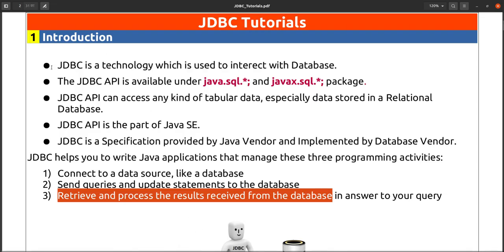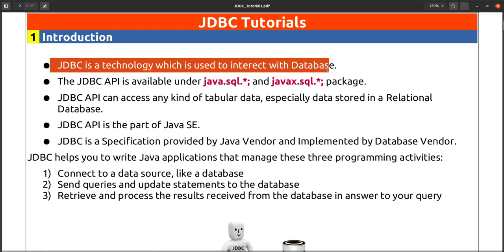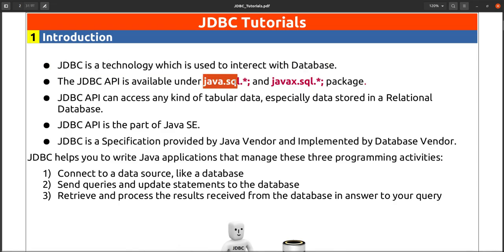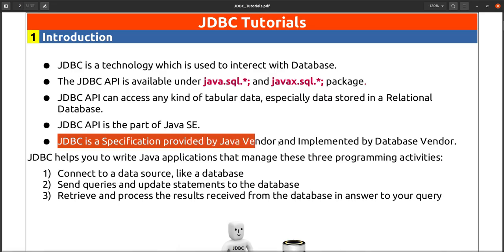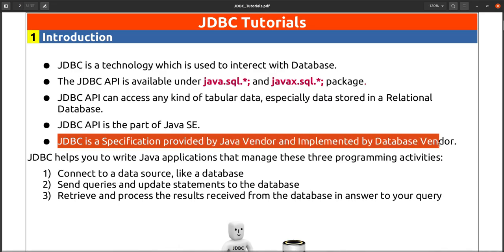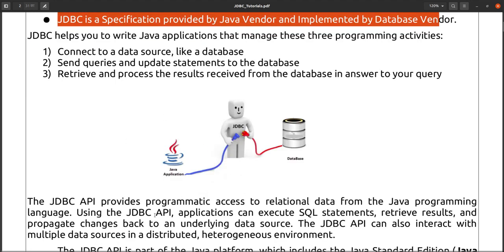So JDBC is nothing but a technology that can be used to interact with the database, and this is available under the java.sql and javax.sql packages. Any kind of tabular or relational data, JDBC can access. This is part of the standard edition, and JDBC is the specification, and the implementation has to be given by the database vendor. From this diagram you can also understand: if you have any Java application and you want to connect it to some database, or use some database to store the data, then you need JDBC in between.